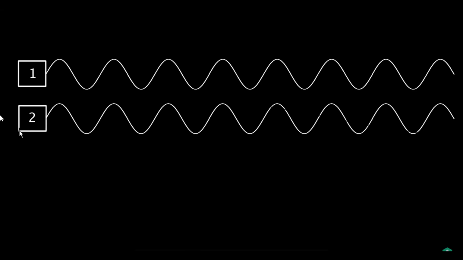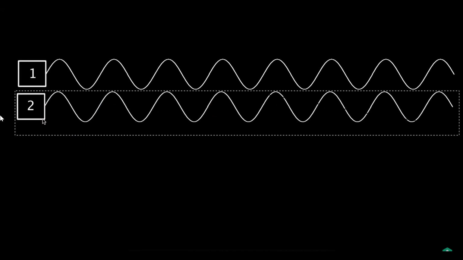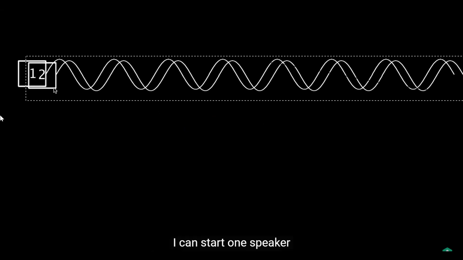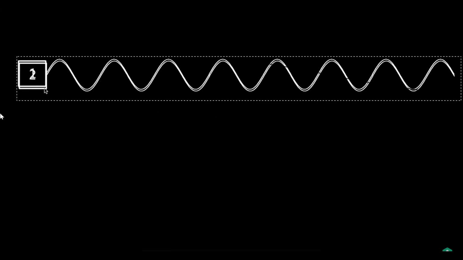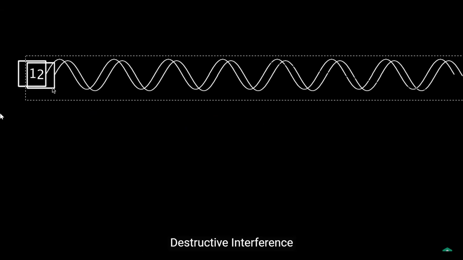Even if you don't mess with the wires, and don't try this at home, you can still take this speaker. Remember, before, when these were in phase, we just lined them up like that, constructive interference. But I don't have to put them side by side. I can start one speaker a little bit forward and look at what happens. We start to get waves that are out of phase. So my question is, how far forward should I move this speaker to get destructive interference? And we can just watch.